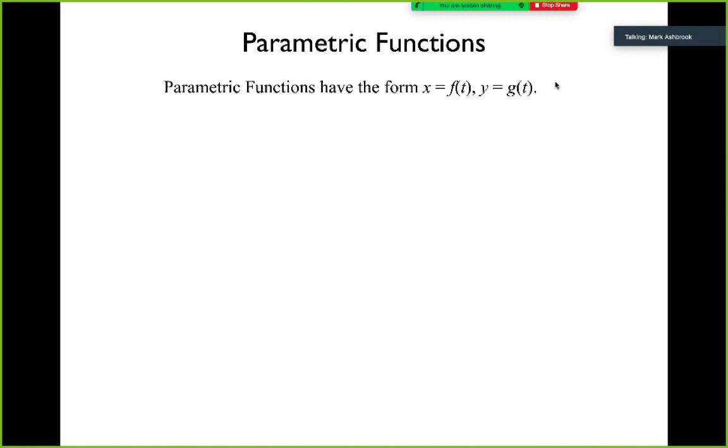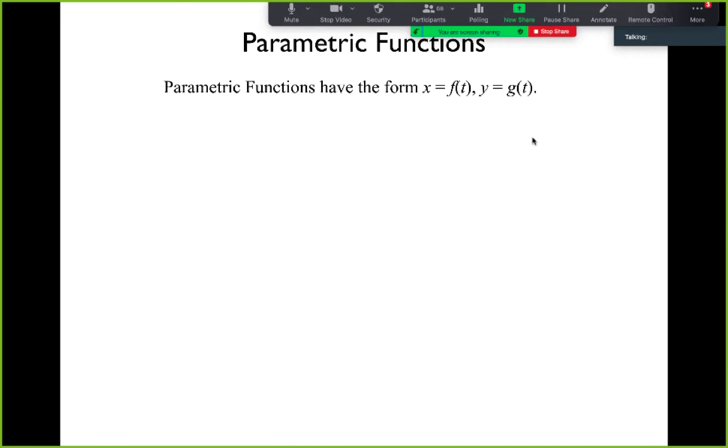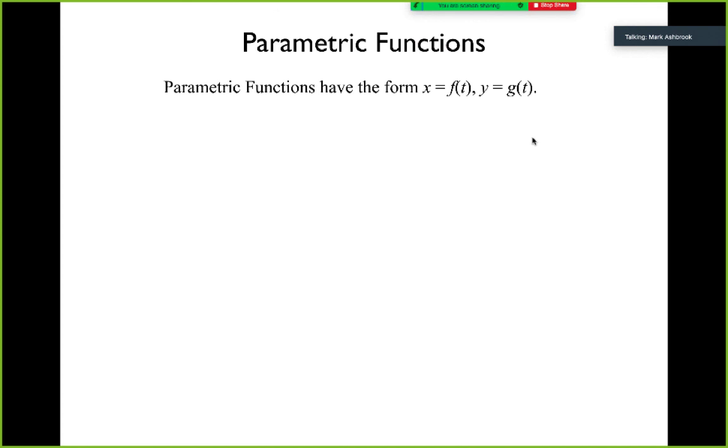So what's our independent thing in a parametric function? T, right? So t is our independent variable. And for different values of t, we get what? What comes out? What's the dependent entity? Both f of t and g of t, which act as a function. So in this parametric function, we get an ordered pair.